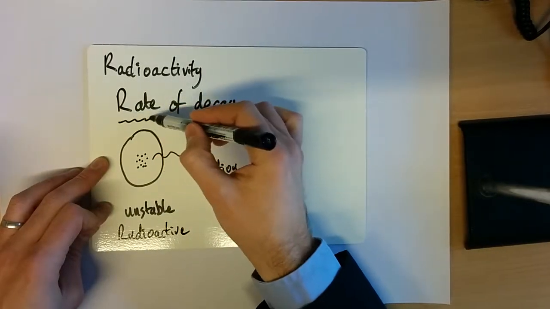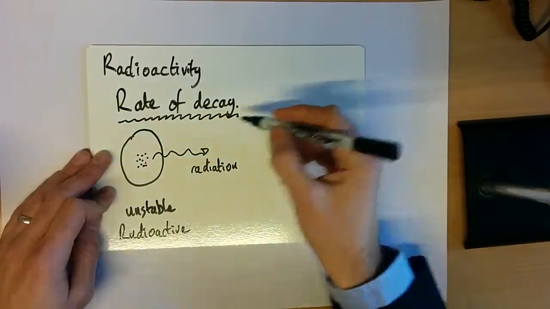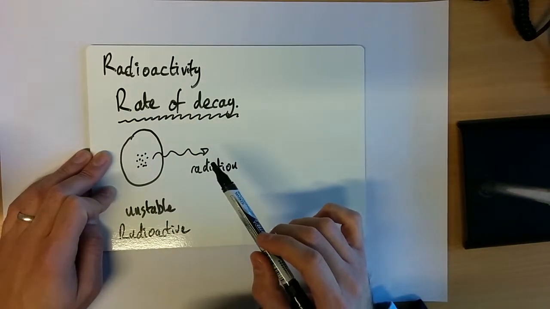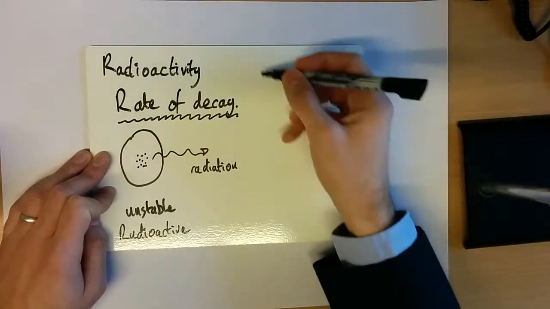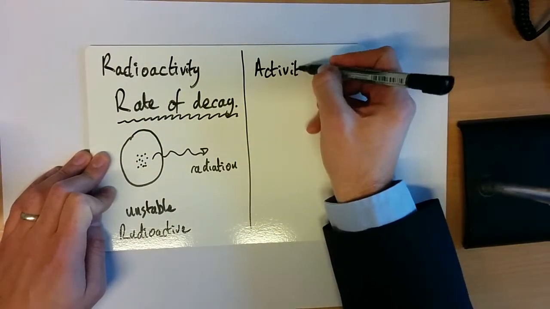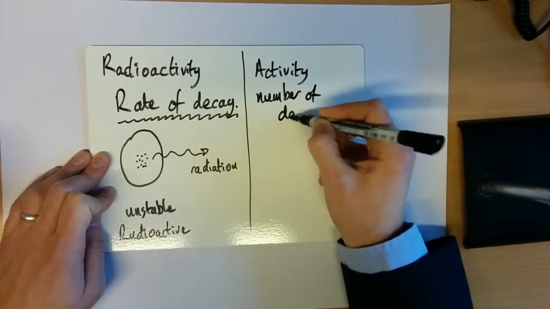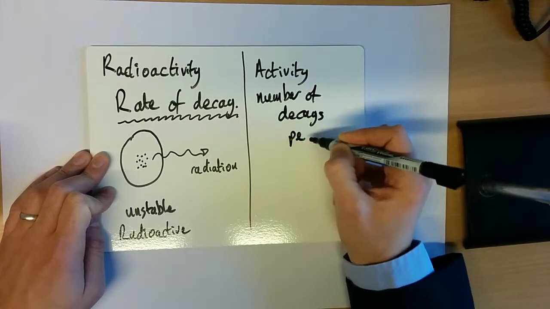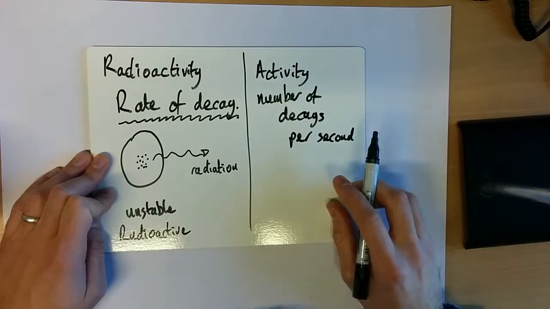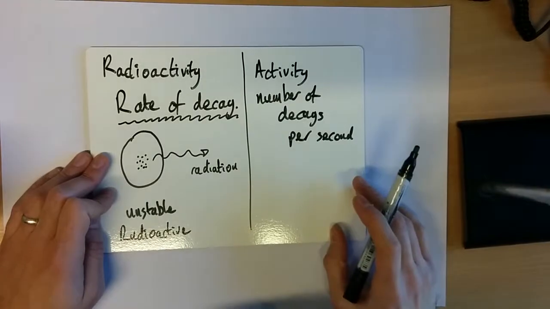But we want to know how quickly, how much radiation per second, how quickly does it decay, the rate of decay. So we call something the activity the number of decays per second. So it's the number of radioactive decays per second, and we want to know how quickly that happens.